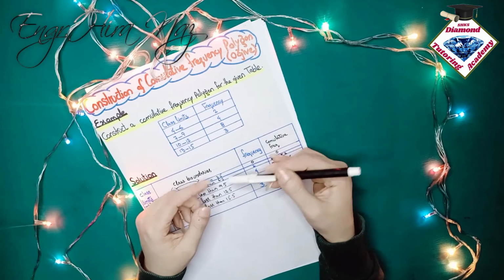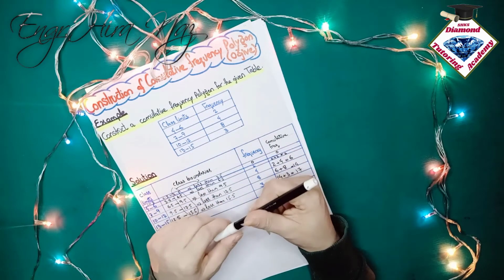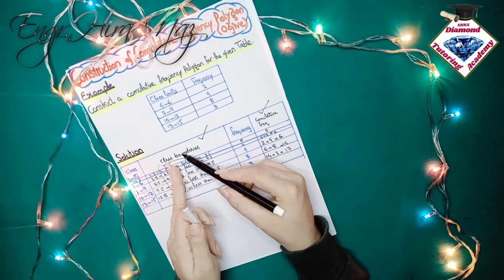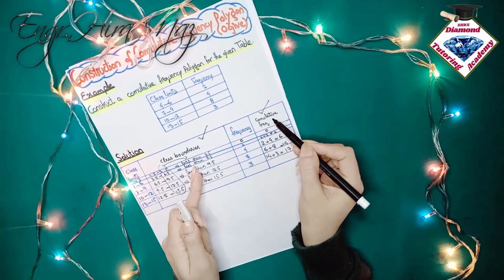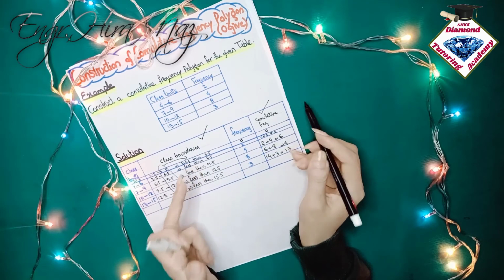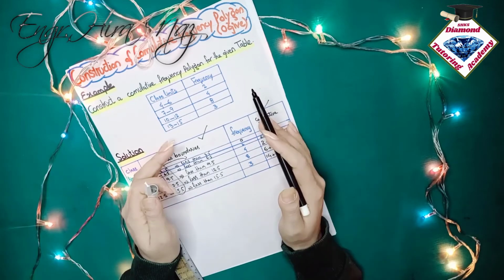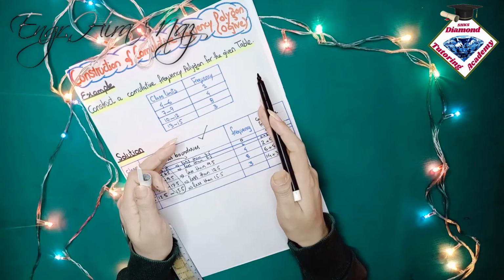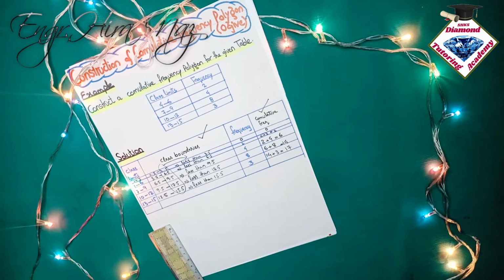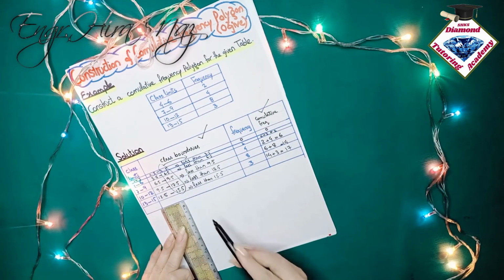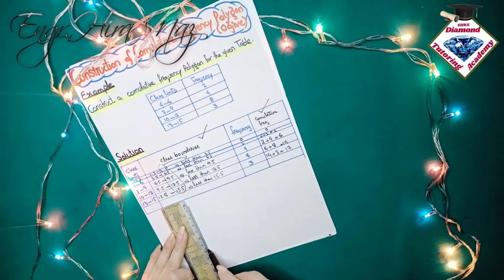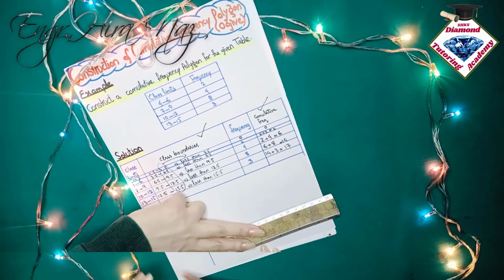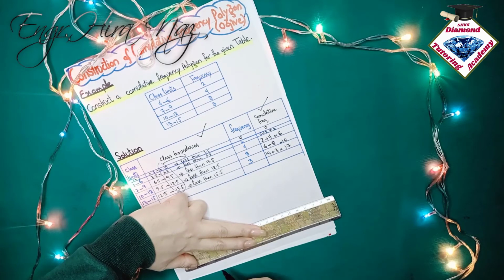Our next step is to construct the frequency polygon from class boundaries and cumulative frequencies. So we have to take class boundaries from here and cumulative frequencies from here to draw the polygon. For that we have to draw two perpendicular lines. One is vertical for the y-axis and the other is horizontal for the x-axis.